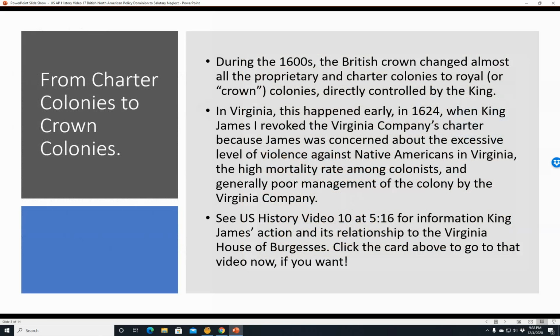From Charter Colonies to Crown Colonies. During the 1600s, the British Crown changed almost all the proprietary and charter colonies to royal, or Crown colonies, directly controlled by the king. In Virginia, this happened relatively early for the colonies, back in 1624, when King James I revoked the Virginia Company's charter because James was concerned about the excessive level of violence against Native Americans in Virginia, the high mortality rate among the colonists, and the generally poor management of the colony by the Virginia Company.